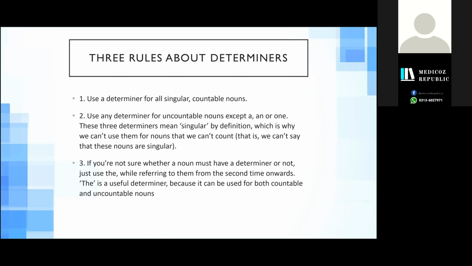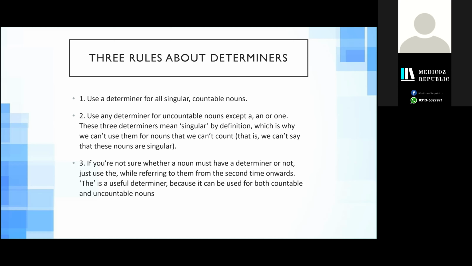Then the third rule is, if you are not sure whether a noun must have a determiner or not, just use the when referring to them for the second time onwards. The is a very useful determiner because it can be used for both countable and uncountable nouns. These are just general rules to help you out if you cannot think of anything else.